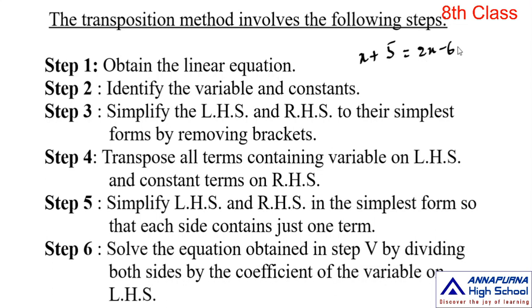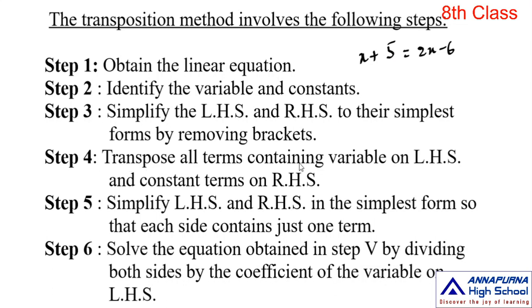On the RHS, there are no like terms, only an x term and a constant term. So on the left side and the right side, there is no simplification and there are no brackets. In case you have any brackets, first you remove them by multiplying. And if there are any like terms on the left side and right side, first you simplify them.